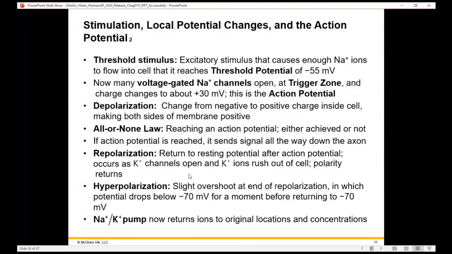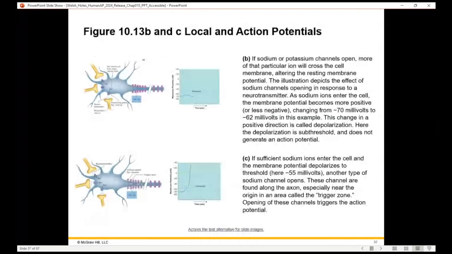Repolarization is a return to the resting potential after the action potential, and it occurs as the potassium channels open and potassium ions rush out of the cell, and then the polarity returns. In hyperpolarization, we have a slight overshoot at the end of repolarization, in which the potential drops below -70 millivolts for a moment before returning to -70. Sodium-potassium pumps now return ions to the original locations and concentrations.